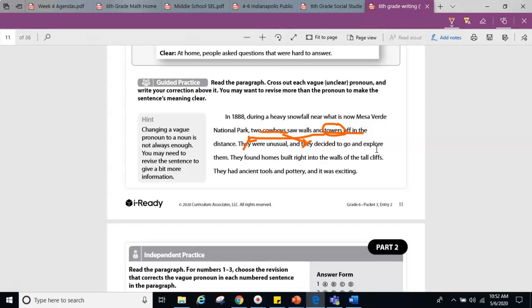They found homes built right into the walls of the tall cliffs. So who found them? The cowboys found homes built right into the walls of the tall cliffs. They had ancient tools and pottery, and it was exciting. Now, what is this they referring to? The homes had ancient tools and pottery, and it was exciting.